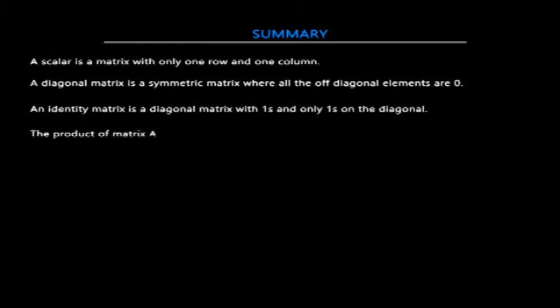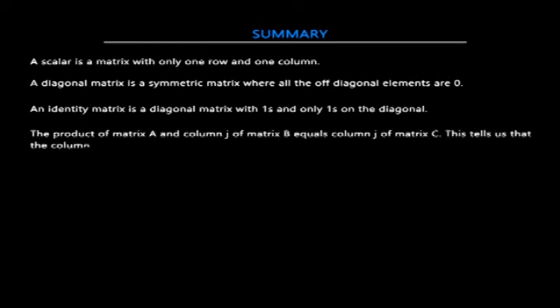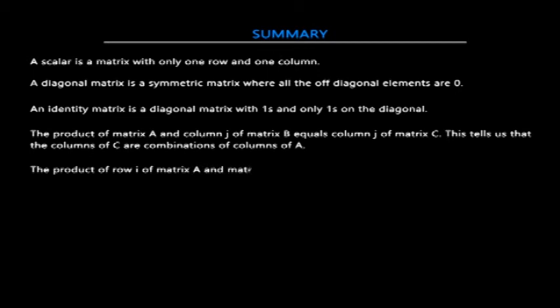The product of matrix A and column j of matrix B equals column j of matrix C. This tells us that the columns of C are combinations of columns of A. The product of row i of matrix A and matrix B equals row i of matrix C, so the rows of C are combinations of rows of B.